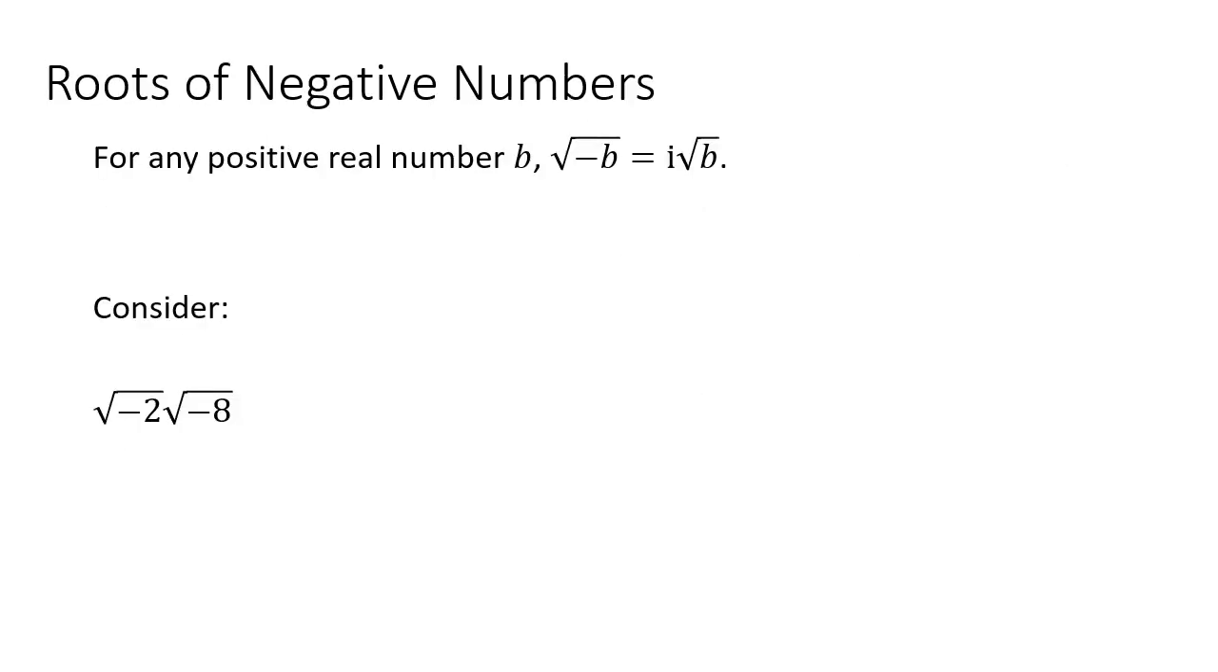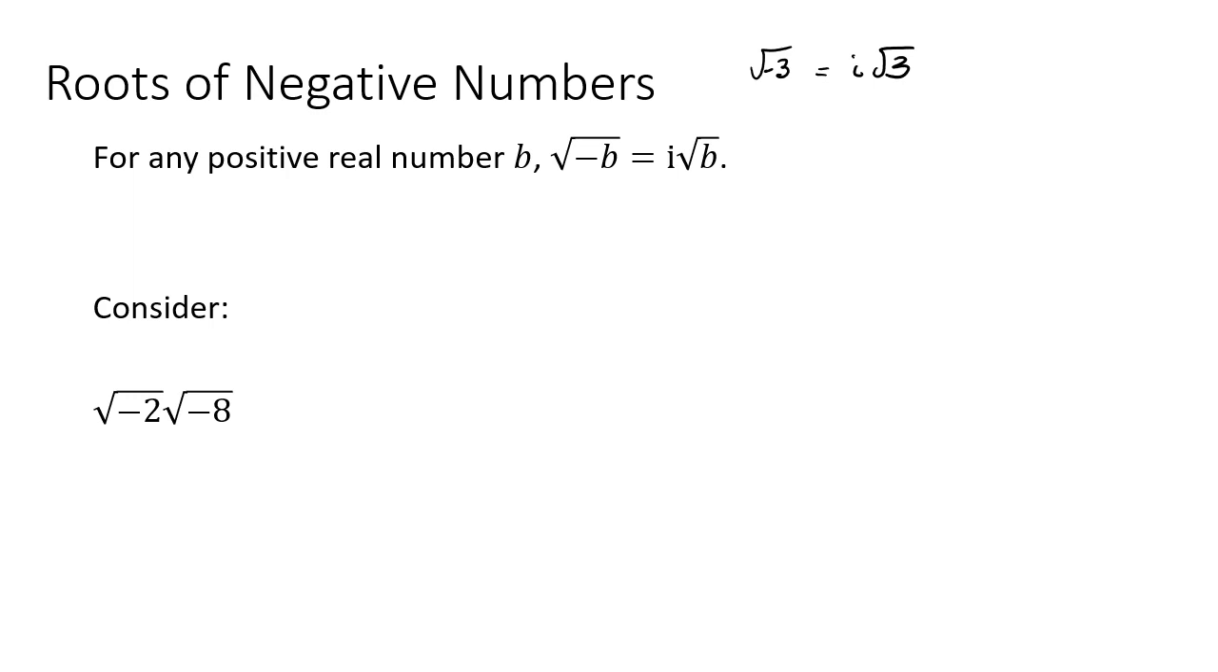All right, so we've worked all kinds of operations with complex numbers. Now let's take a look at how we work with square roots of negative numbers if it's not already written in terms of i. So the key idea here is that for any positive real number b, the square root of negative b can be written as i times the square root of b. In other words, if you've got something like the square root of negative 3, you can just write that as i times the square root of positive 3.